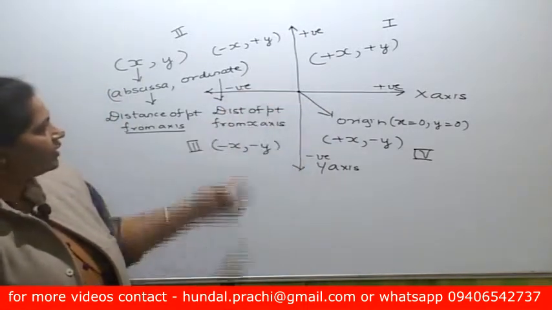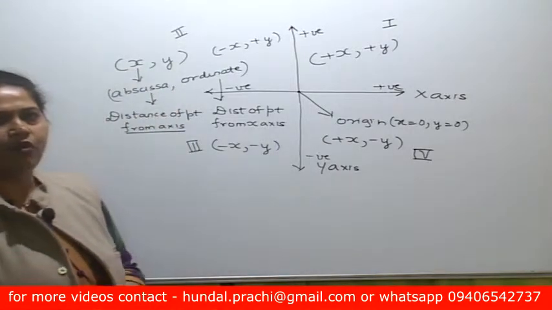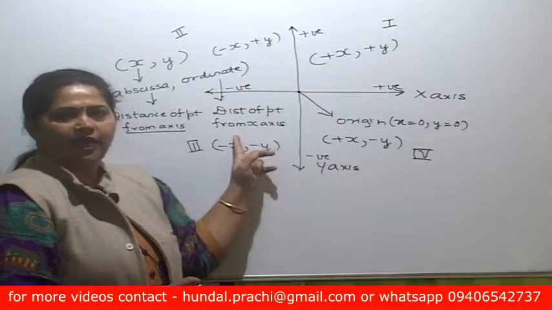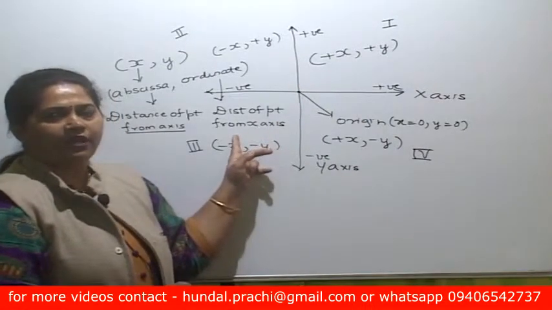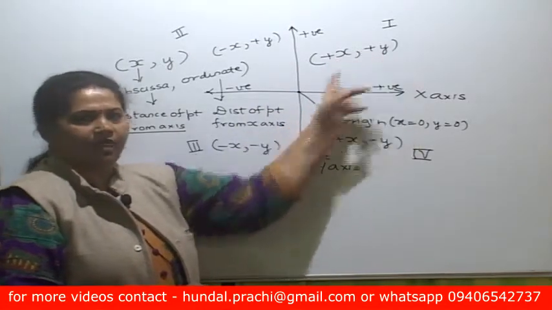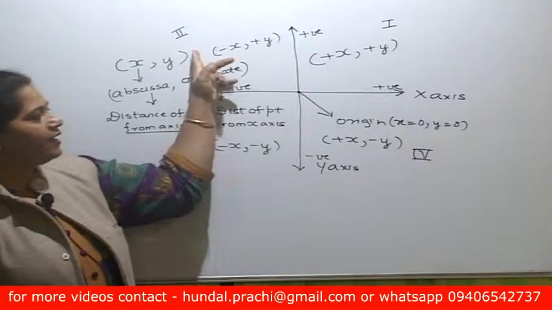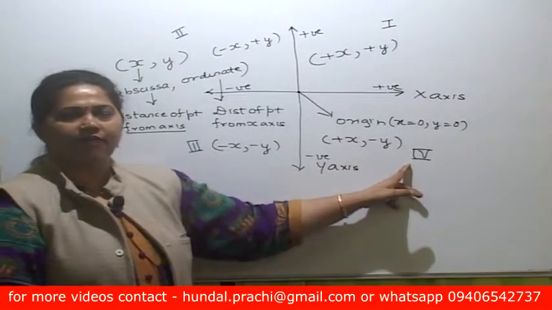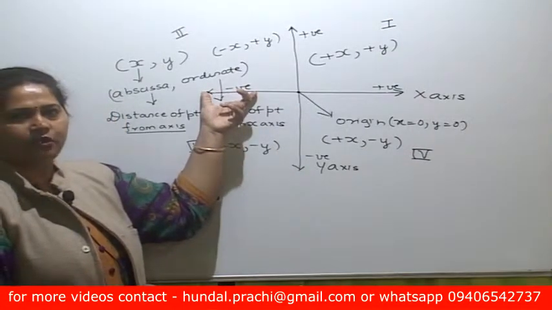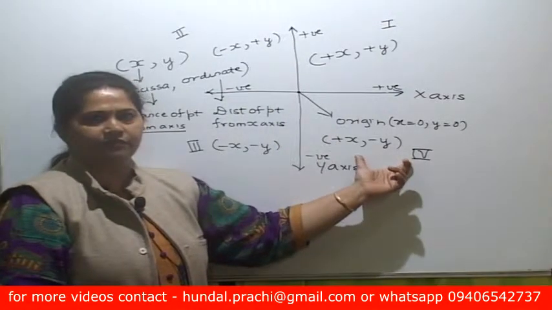By looking at the signs of the coordinates of a point in the first, second, third and fourth quadrant, we can see that the first quadrant and third quadrant have x and y coordinates of the same sign. That is, in the first quadrant both are positive and in the third quadrant both are negative. Whereas in the second and fourth quadrant x and y have opposite signs. In the second quadrant x is negative, y is positive, whereas in the fourth quadrant x is positive and y is negative.